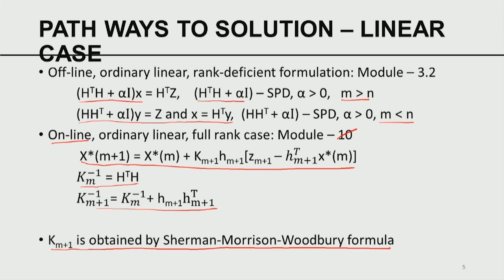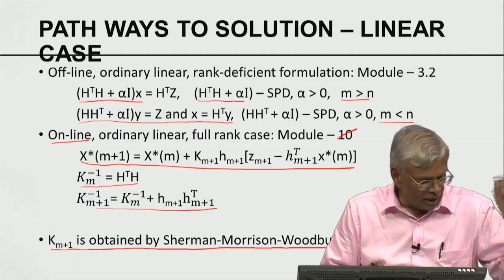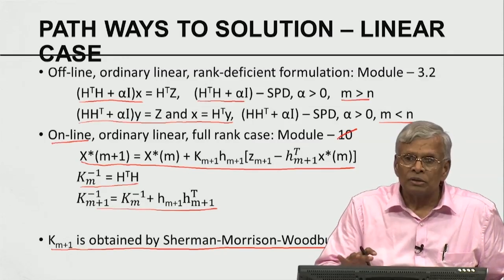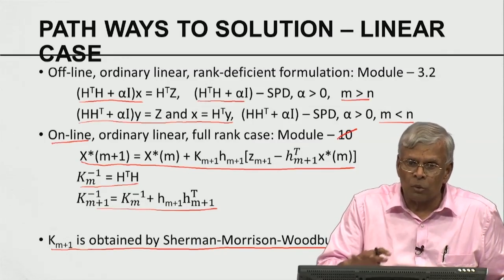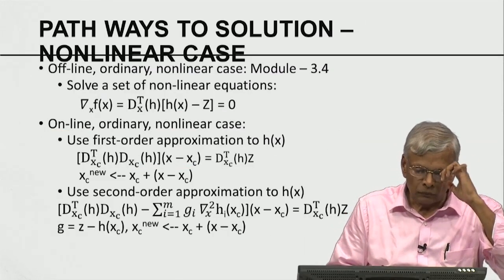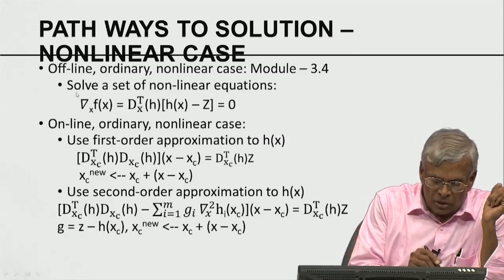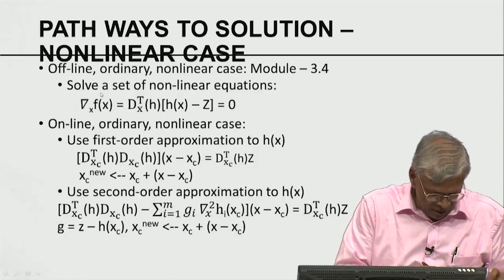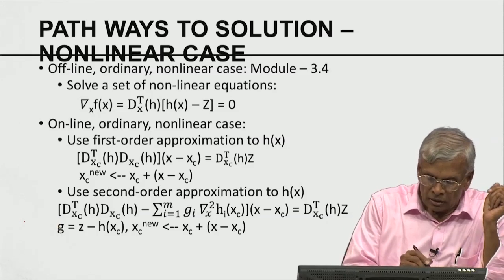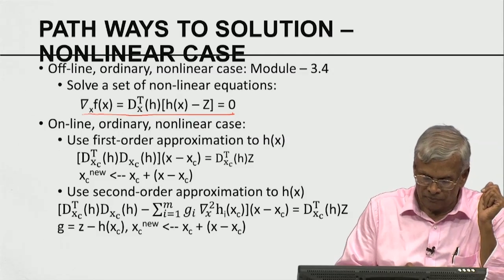So we have covered offline problems as well as online problems, and we have summarized all the equations. Solutions of these equations give rise to the least square solution of the least square problem. For the offline ordinary nonlinear case, we have to solve a set of nonlinear equations. The nonlinear equation is solved by setting the gradient equal to 0.